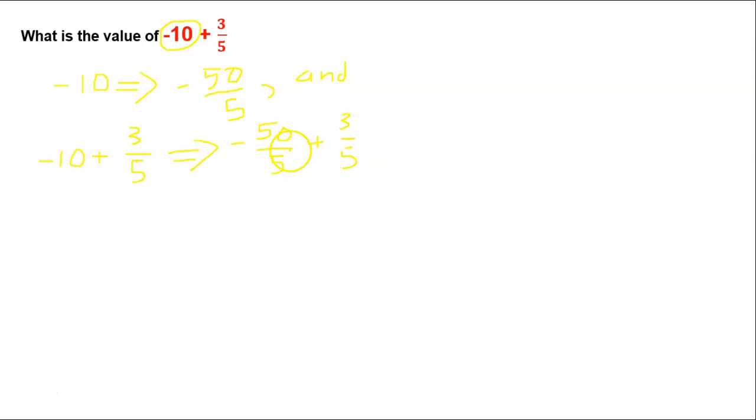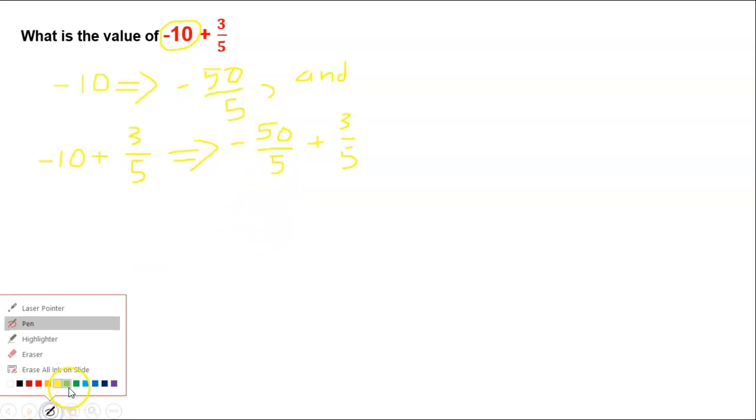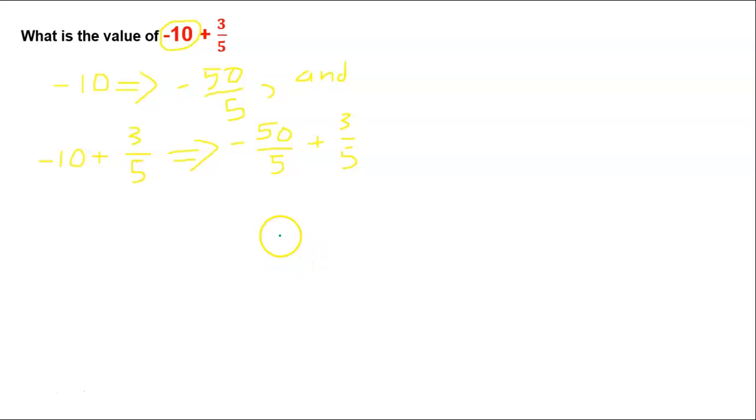Okay, the two denominators are the same, so we keep that denominator. Let me use a different color ink. So we keep that denominator 5. So we say this is equal to whatever the numerator is over 5.